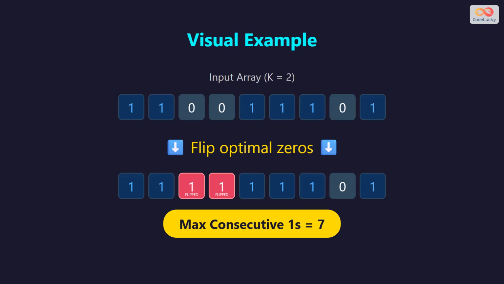Let's look at an example. Suppose we have the array shown here and k equals 2. We can choose to flip the 2 zeros in the middle. By doing so, we connect the surrounding ones, creating a continuous sequence of 7 ones. This is the maximum length possible for this input.